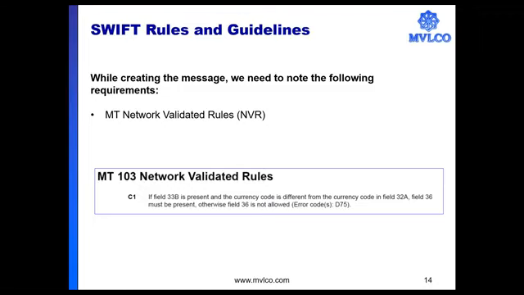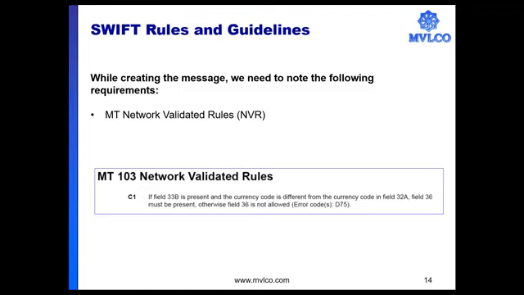The first mandatory requirement is following or complying with the network validated rules, the NVR. Every Swift message would provide you with the network validated rules. Now what's a network validated rule? A rule which has to be complied with by the creator of the message, and if it does not comply with that message rule, the NVR, then an error code would be defined. Once you create a message, the network will check whether you have complied with the NVR, and if not, the message would get rejected along with the code. In other words, NVR is a rule which is validated by the Swift network.